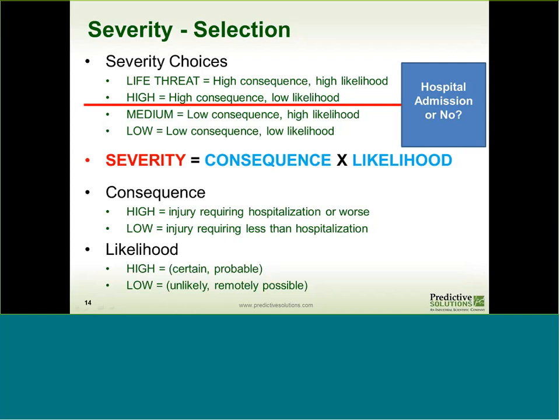Then the likelihood: the higher the likelihood leads from a low to a medium, and the higher the likelihood leads from a high to a life threat, okay? So consequence for high and life threat are the same, right? Consequence for low and medium are the same. The only difference is one's more likely to lead to an injury than another, okay? So low likelihood is unlikely or remotely possible. High is certain or probable to lead to an injury.